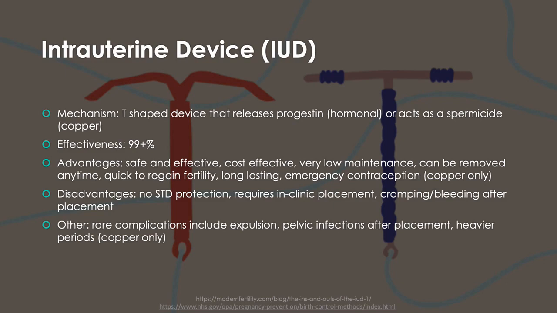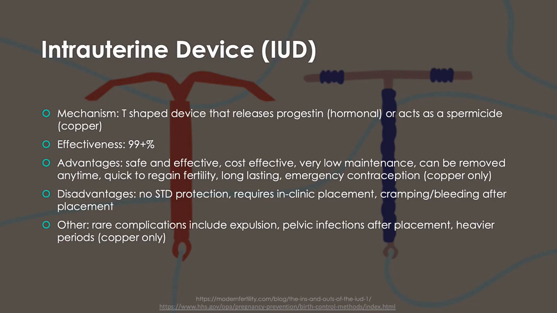An IUD is a T-shaped device that is inserted into the uterus by a healthcare provider and kept in place by the cervix. There are 2 types of IUDs, hormonal on the left and copper on the right. We'll start talking about hormonal IUDs. They contain progestin that is released locally to prevent pregnancy and can be effective for up to 5 years depending on the brand and dose of progestin. Names you may hear are Mirena, Skyla, Liletta, and Kyleena.